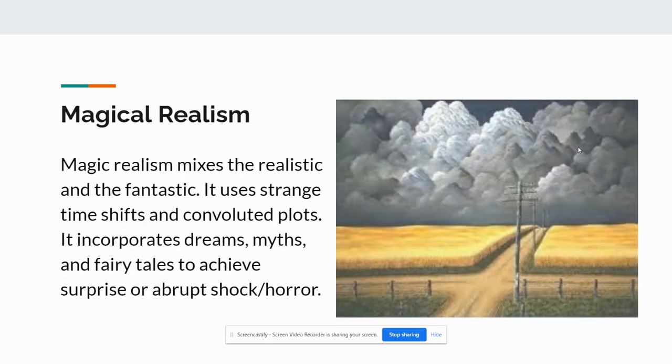Magical realism. Magical realism developed in South America in the 1960s, and it's going to mix the real and the fantastic. It is going to start out in the real world. I can't emphasize that enough. And then, some way or another, a magical element is going to be tossed in.